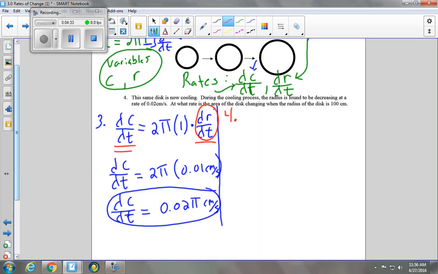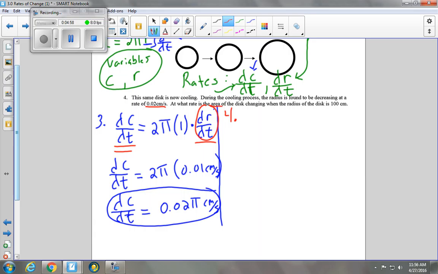That's good. All right, 4. Okay, so this same disk is now cooling. During the cooling process, the radius is found to be decreasing at a rate of this. What rate is the area of the disk changing when the radius of the disk is 100 centimeters? So now it's cooling, and we're talking about area instead.